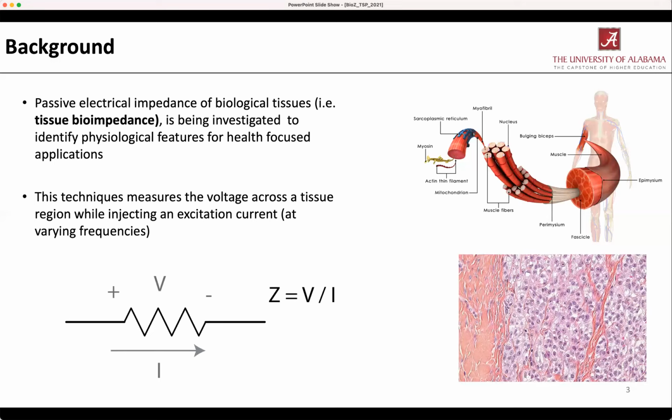At a very, very oversimplified level, this technique of bioimpedance measures the voltage across a material. I've represented that as a resistor here, injects a current through it, measures the voltage across it, and then we can calculate that impedance as the voltage divided by the current. So theoretically, this is a high-level, pretty simple concept to grasp, but the details show just truly how complex it is.